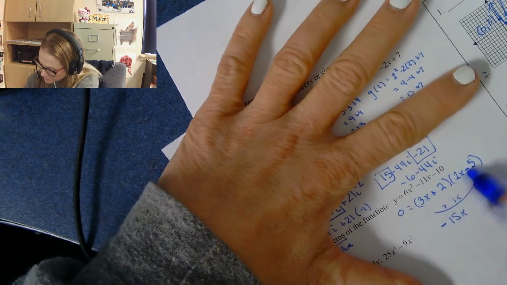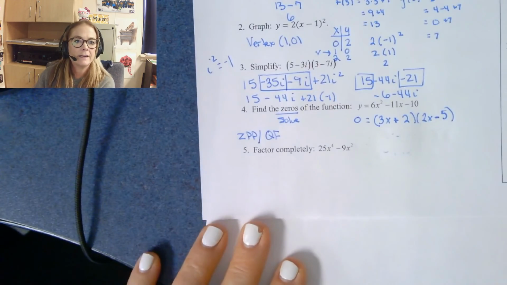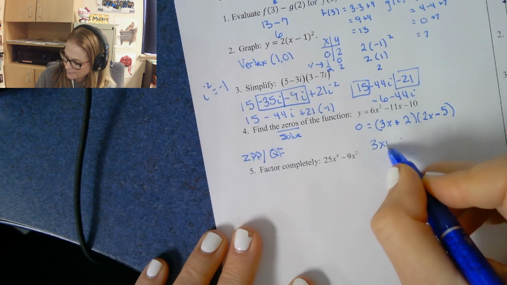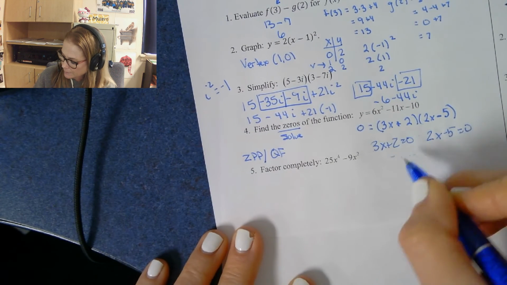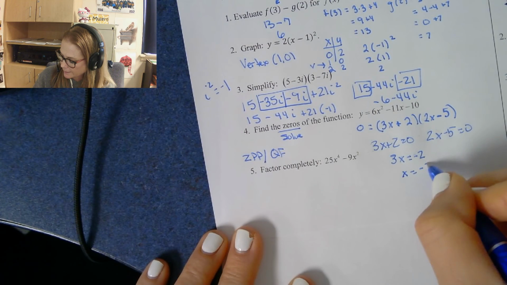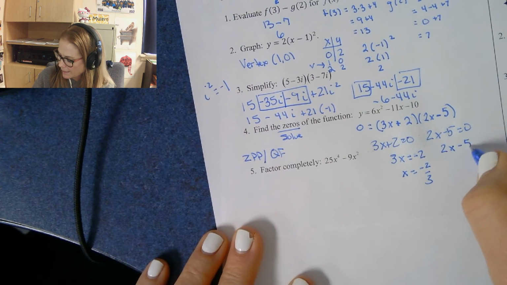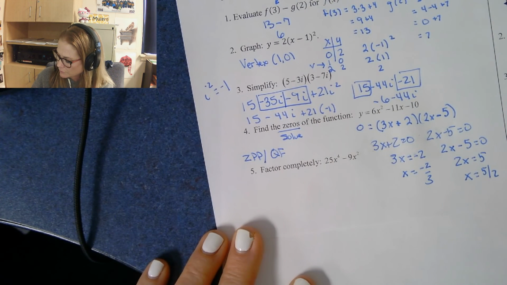Okay, but I'm solving, so I'm going to get rid of this little part here and then just solve it out. So zero product property says if these two guys multiply to 0, one or both have to be 0. So 3x has to equal negative 2, x has to equal negative 2 over 3, and 2x minus 5 equals 0, so 2x equals 5, x equals 5 halves. So your two solutions here are negative 2 over 3 and 5 over 2.